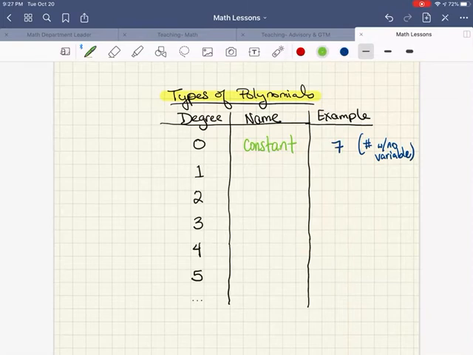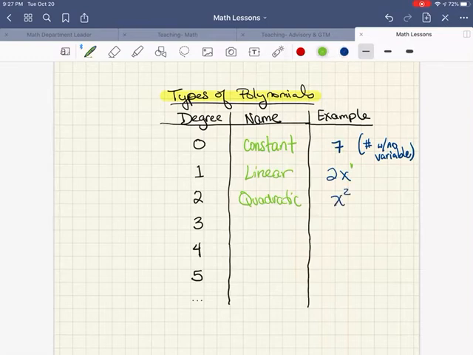The next one is when you have a 1 as an exponent. So for example, 2x. That you know, but you may not know is called linear. You're like, oh, I've heard linear. Like think of y equals 5x plus 4, right? It has x to the first power in it. Okay, the next, when it's to the second power, is called quadratic. I know you've heard that one before. And that is when you have x squared.